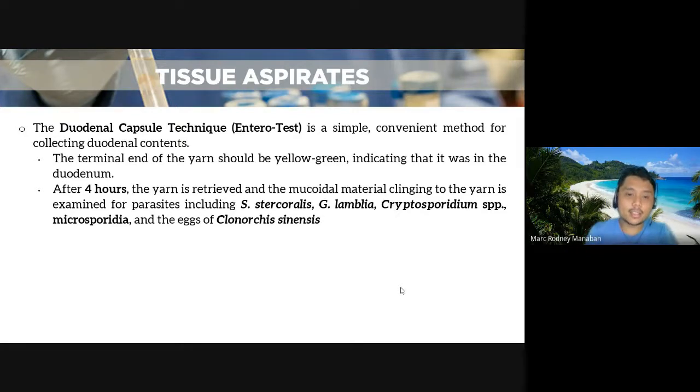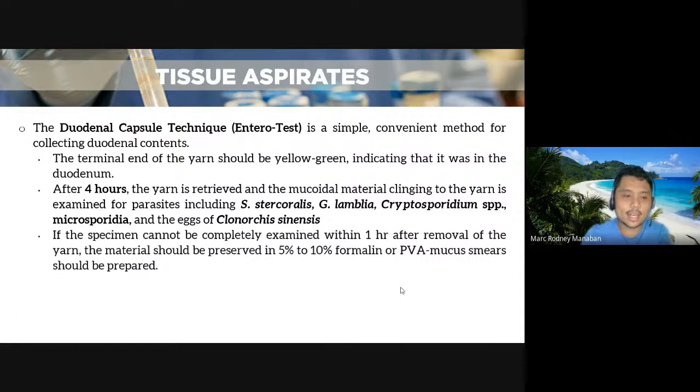And what you can see are, again, Strongyloides, Giardia, Cryptosporidium, Microsporidia, and the eggs of Clonorchis. Right? Recall, Clonorchis sinensis is your Chinese liver fluke. Now, it could reside in your gallbladder, right? So, during digestion, bile is introduced to the duodenum. So, the eggs of Clonorchis can be carried there. So, that's why it can be recovered in your string test or Entero test. Okay? So, again, the yarn, you let the patient swallow it. After several hours, you retrieve it. And then examine the duodenal contents for the parasite. Usually, this is typically used for Giardia lamblia. Very useful for Giardia lamblia.